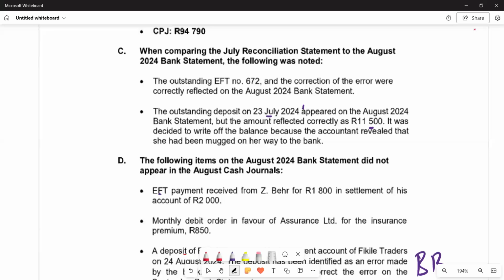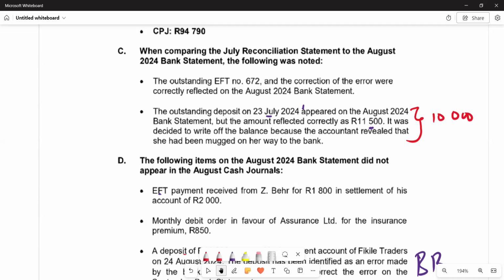So if you come to this point, you'll see that there's some cash which is missing here. Cash is missing. Remember, we had calculated this. We got that 10,000 cash is missing, because here we are saying the outstanding deposit on 23 July 2024 appeared on the August 2024 bank statement, but the amount reflected correctly is 11,500 rands. It was decided to write off the balance because the accountant reviewed that she had been marked on a way to the bank.